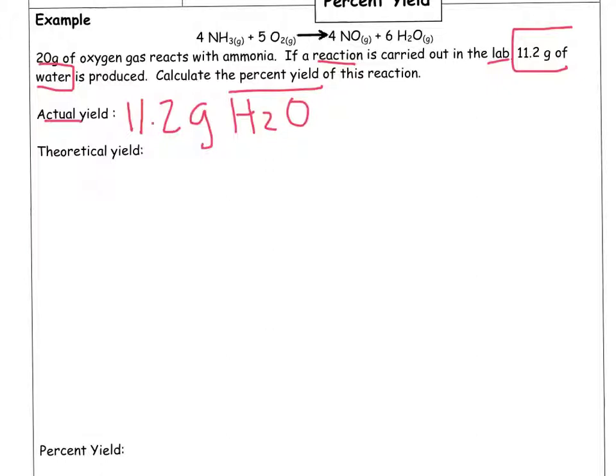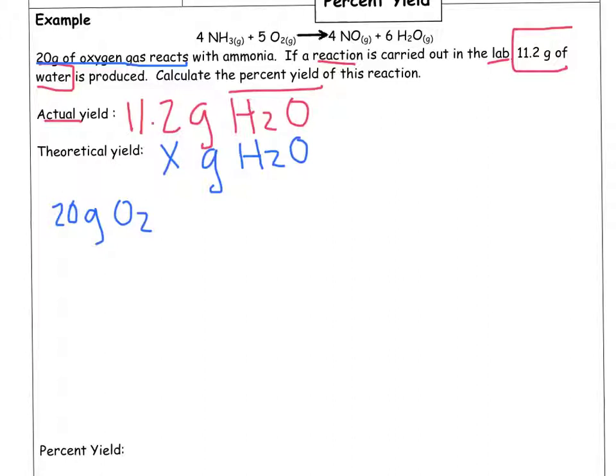So theoretical yield means how much of this water should I have gotten? Okay, I actually got 11.2 grams of water, but I'm wondering how many grams of water I should have gotten. And if you read the problem, it doesn't give you information about how much water you should have produced. It only gives you information about 20 grams of oxygen gas reacting. But I'm not interested in oxygen gas. I am interested in water. So how can I use that 20 grams of oxygen to figure out how many grams of water I should produce?